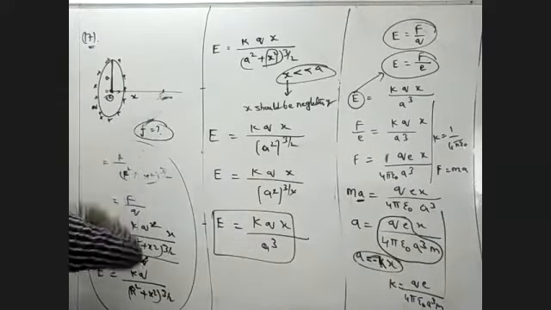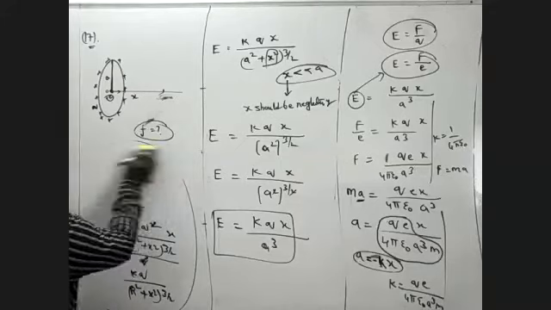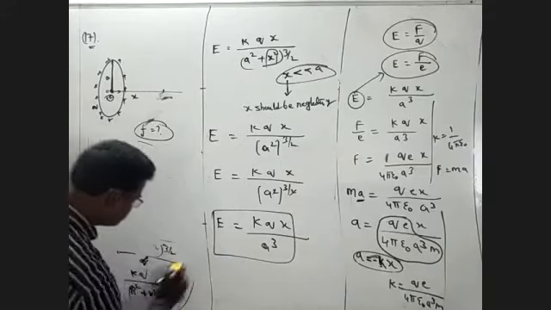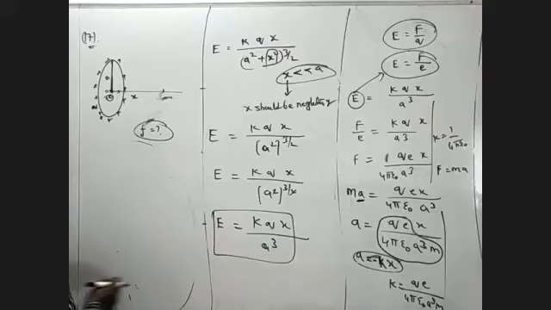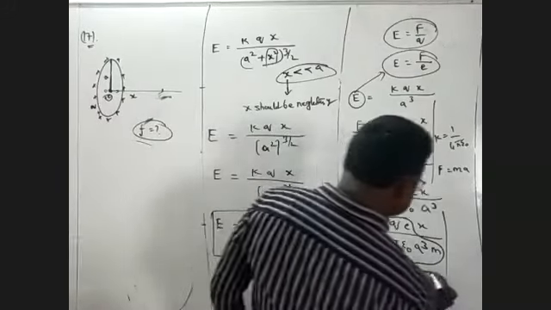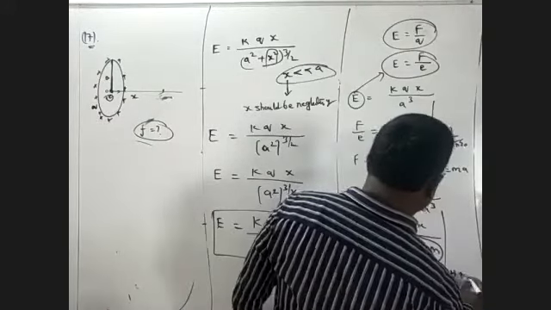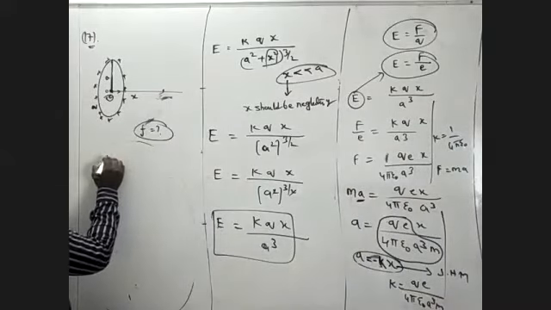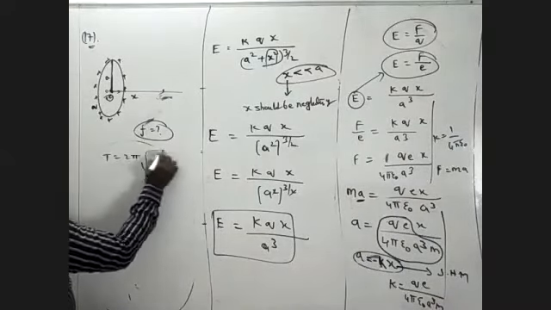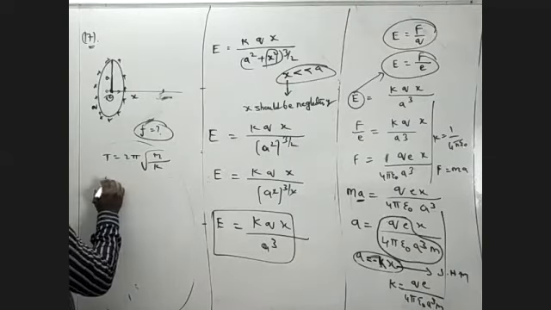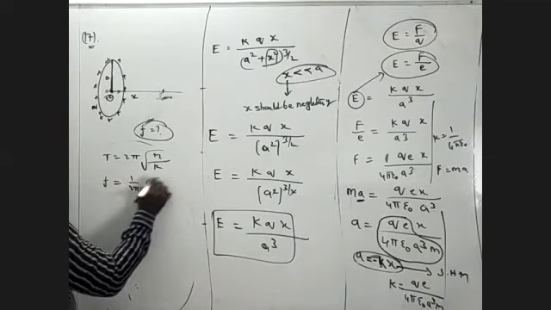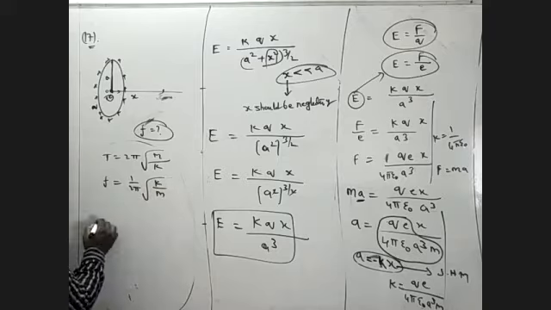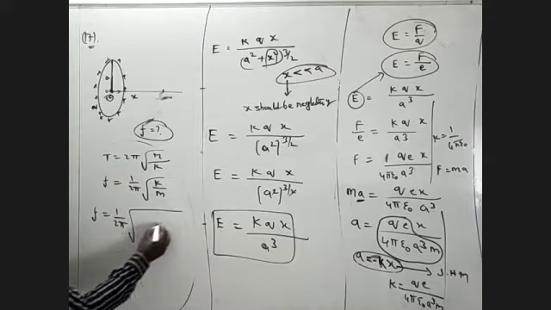Now, this expression is a simple harmonic motion. So T is equal to 2 pi root of m by k. So f is equal to 1 by 2 pi root of k by m. Now f is equal to 1 by 2 pi root of k by m, where k is the k value.